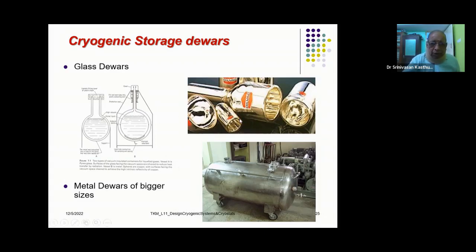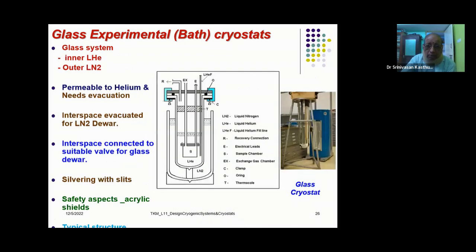Unfortunately, I'm not seeing a photograph of this vessel here. Well, we have next bigger capacity containers, metal dewars of big sizes. For example, this one is a 220-liter storage dewar for nitrogen. Again, as I mentioned, the inner vessel is suspended within the outer vessel. So many times you have metal dewars for large sizes.